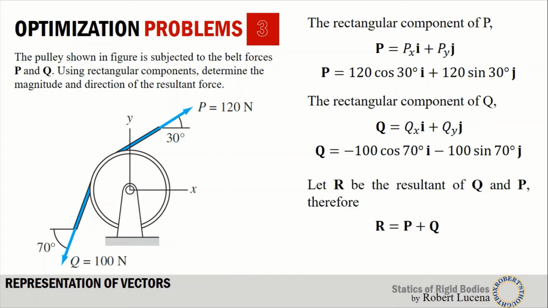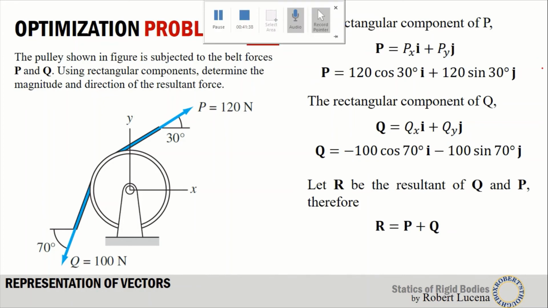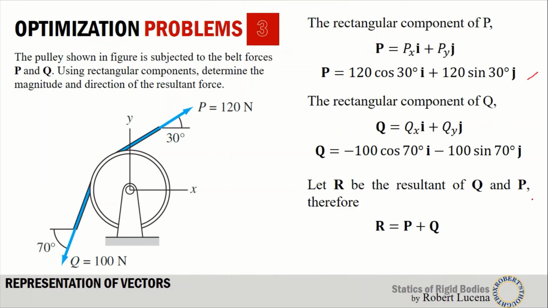Now we have the vector representation of P and Q, and the resultant of P and Q is R. So to get R, we simply add P and Q.